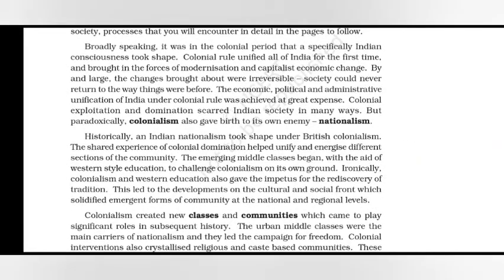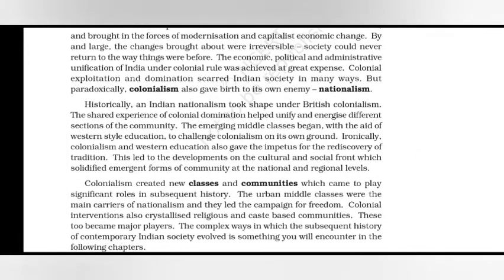Broadly speaking, it was in the colonial period that a specifically Indian consciousness took shape. Colonial rule unified all of India for the first time and brought in the forces of modernization and capitalist economic change. By and large, the changes brought about were irreversible. Society could never return to the way things were before. The economic, political, and administrative unification of India under colonial rule was achieved at great expense.